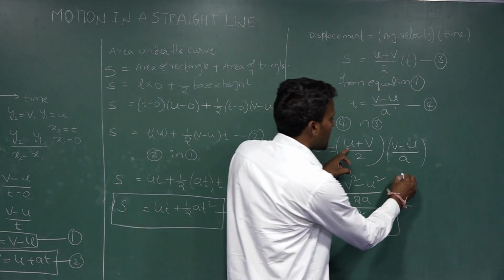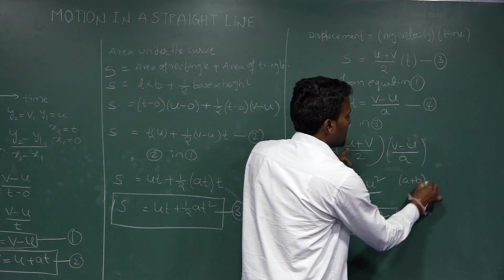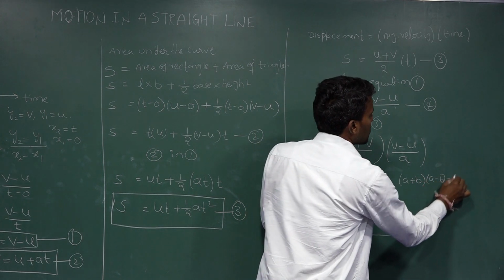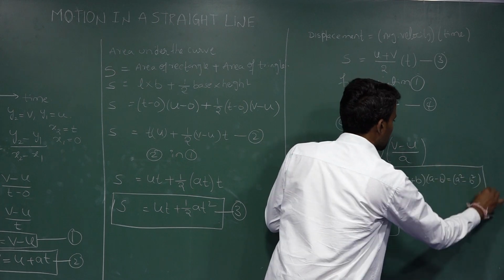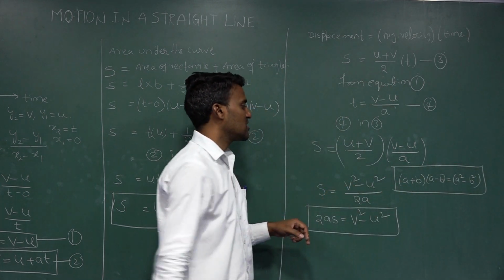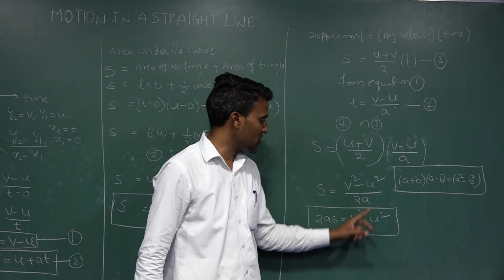This equation we can write like this: a plus b into a minus b is equal to a square minus b square. From this, I have written v square minus u square.